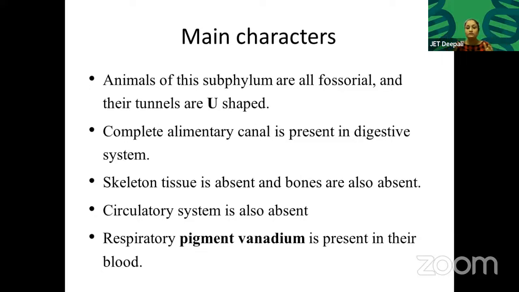The circulatory system is also absent. An important thing to note: they do not have a circulatory system, whereas all the invertebrates from Annelida to Echinodermata had one. But in hemichordates, the circulatory system is absent. The respiratory pigment vanadium is present in their blood. What is vanadium? Vanadium is a metal, so the pigment in their blood is vanadium.